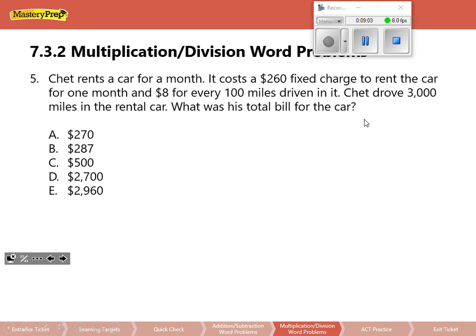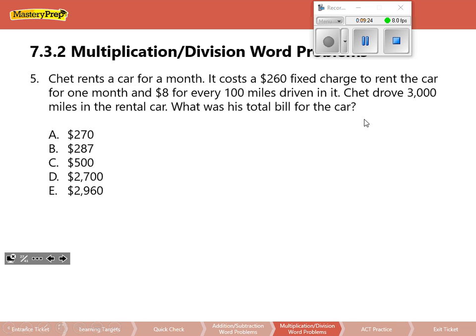Chet rents a car for a month. It costs $260 fixed charge to rent the car for 1 month, and $8 for every 100 miles driven in it. Chet drove 3,000 miles in the rental car. What is his total bill?